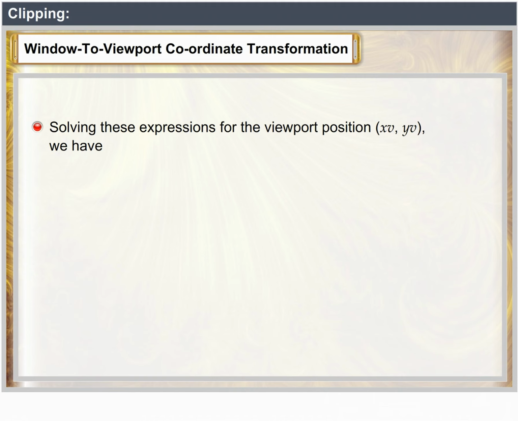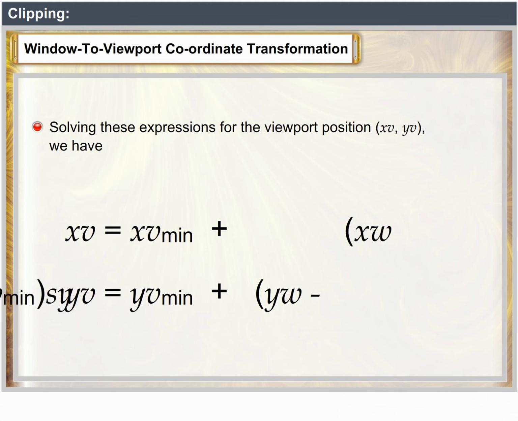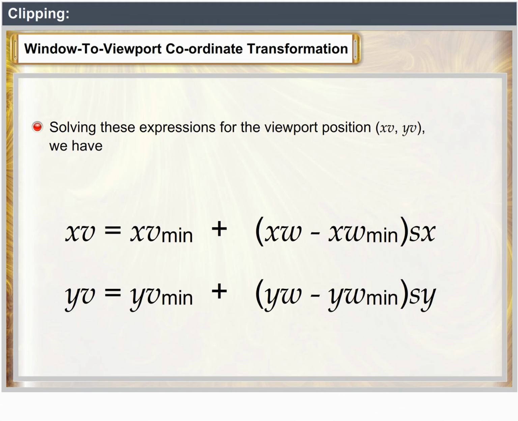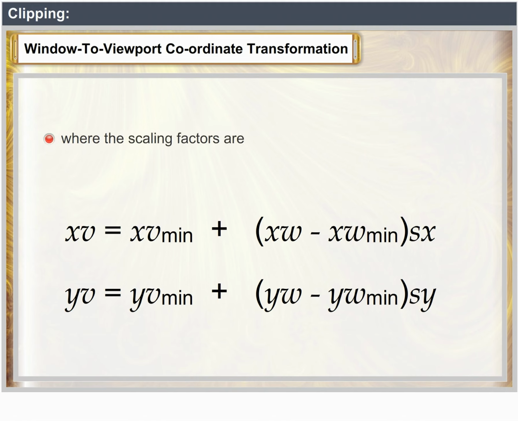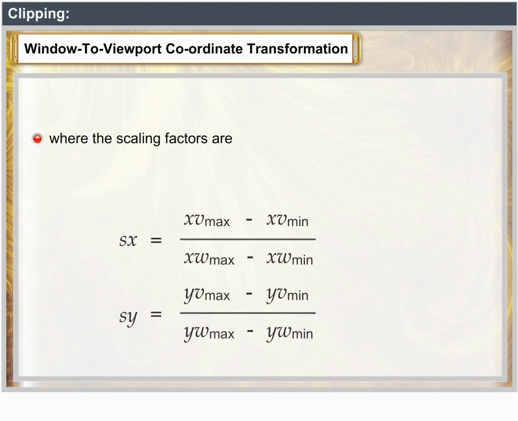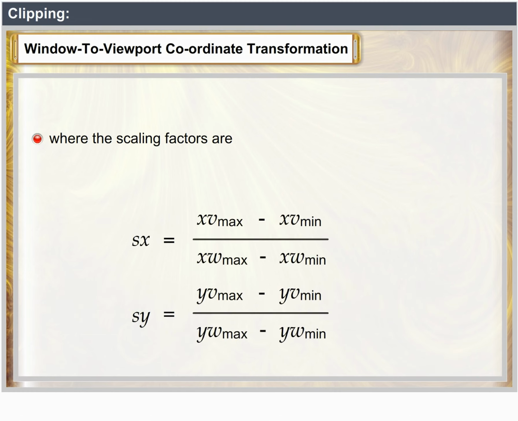Solving these expressions for the viewport position (xv, yv), we have xv equals xv_min plus (xw minus xw_min) times Sx. Likewise, yv equals yv_min plus (yw minus yw_min) times Sy, where the scaling factors are Sx equals (xv_max minus xv_min) over (xw_max minus xw_min), and Sy equals (yv_max minus yv_min) over (yw_max minus yw_min).